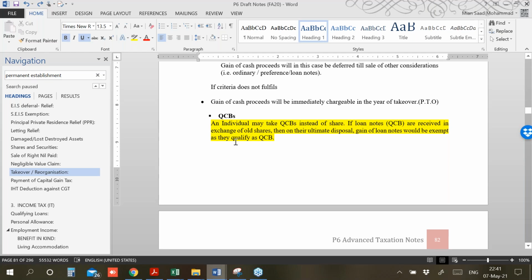So if you think like a tax planner, rather than me taking the shares, if I have the control, I can suggest the company give me the shares, because the share part will be exempt for CGT anyway on the takeover, and give me loan notes rather than cash. If I take loan notes and sell them, the loan notes are exempt from CGT. So in this way, I'll be able to save my gain tax.